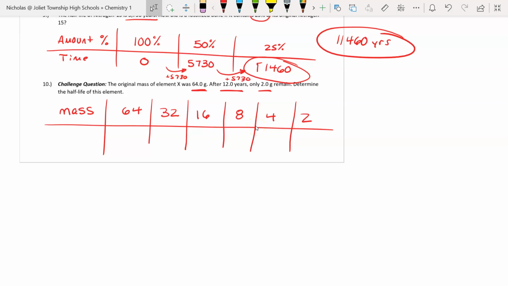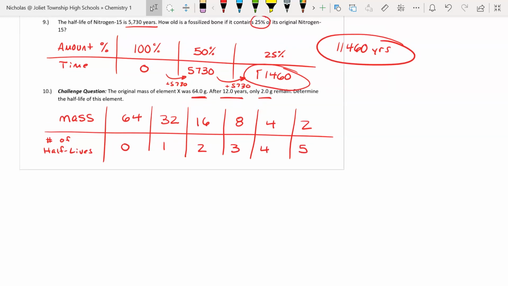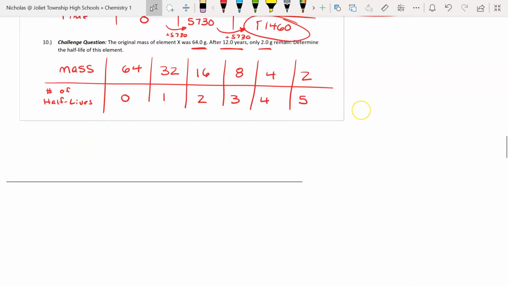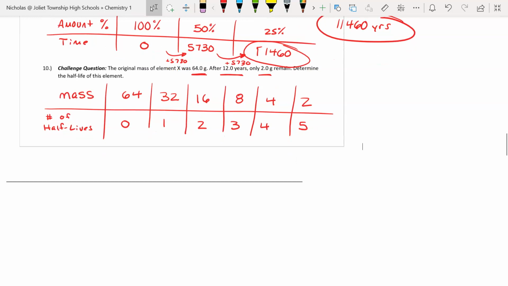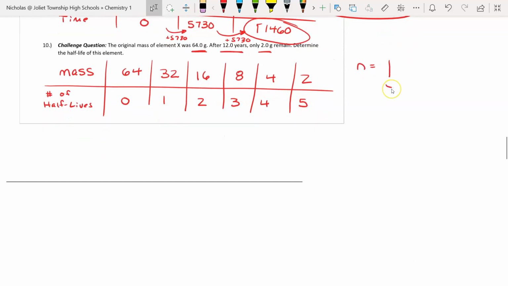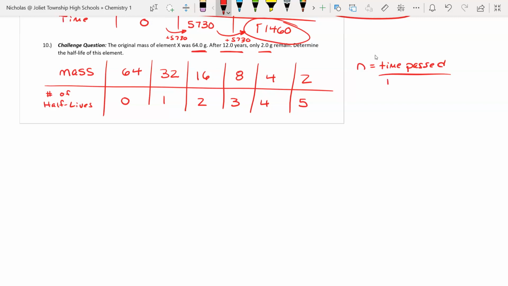Now, rather than doing time on the bottom, I'm going to label this the number of half-lives. And you'll see why in a minute. So this is after no half-lives. It's our starting mass. 1, 2, 3, 4, 5. Okay, so the question wants to know the half-life. So let me write out my equation for n. N is time passed over the half-life.